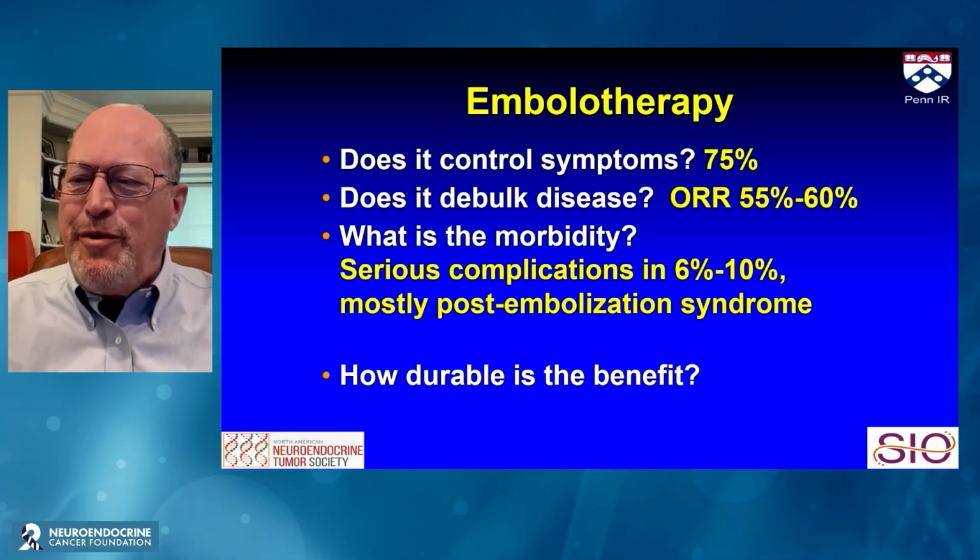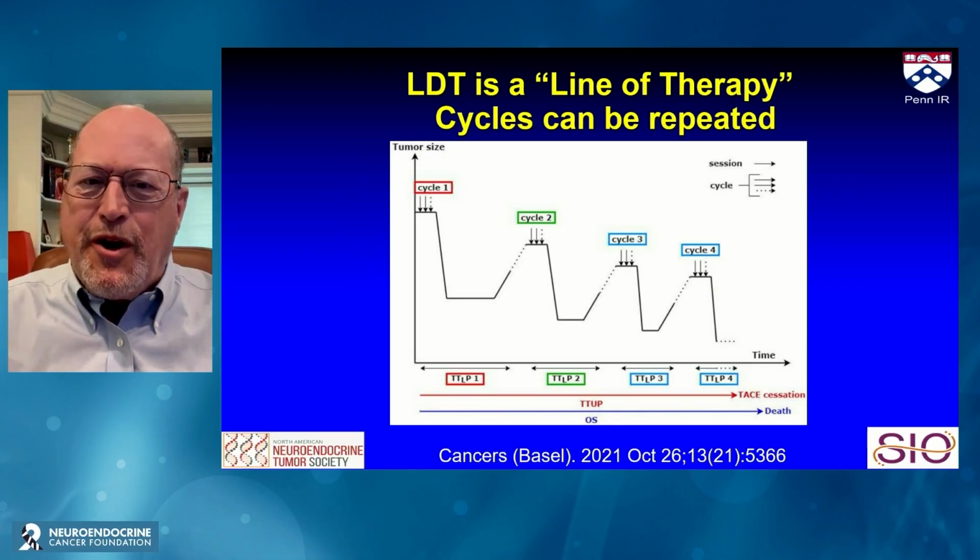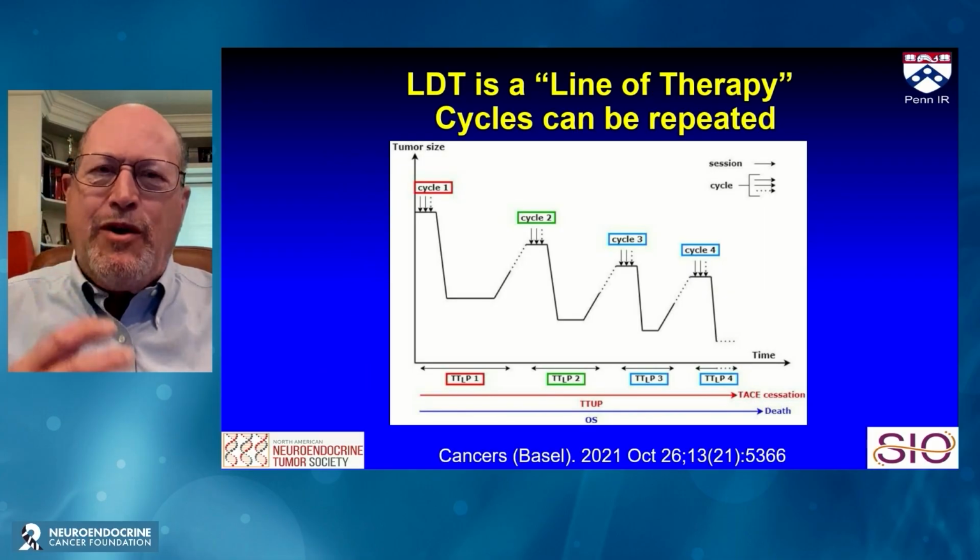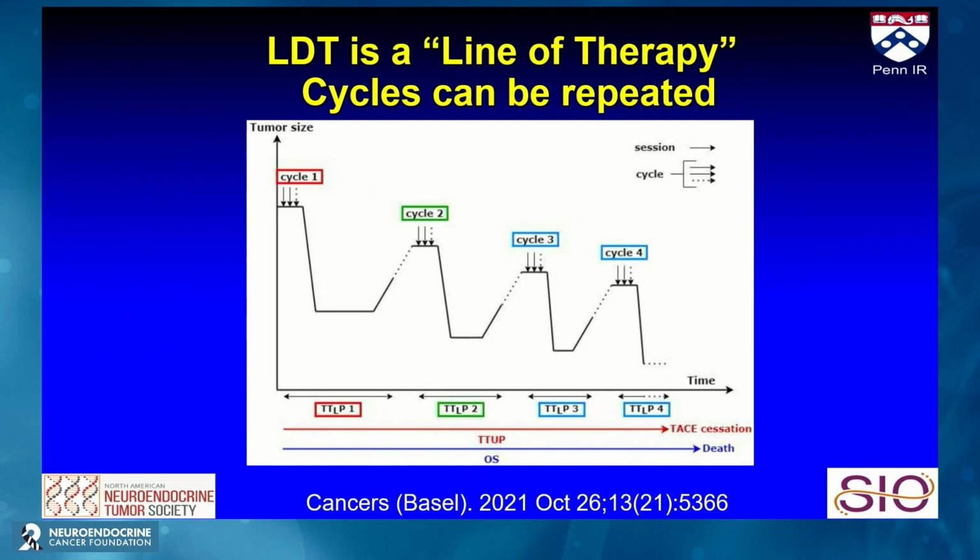And then the question of durability, this is an important question because many people think of it, well, you get embolized and how long does that last? But you have to think of liver-directed therapy as a line of therapy. No one would ever give you one dose of chemotherapy and then wait and see what happens, or one dose of PRRT. If we give you one cycle of embolization and you get a great response and it lasts for 1 to 3 years and you progress and you're still progressing in your liver only, we can embolize you again and again and again.